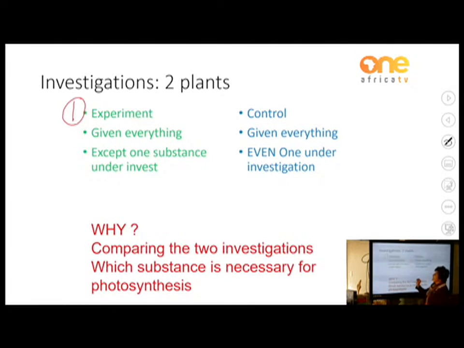If I am investigating light, then I will remove the light in this experiment. In the control, I will give everything, even the light. So, why? I want to compare the two investigations, and I want to prove that if the light is removed, no photosynthesis takes place. You agree?